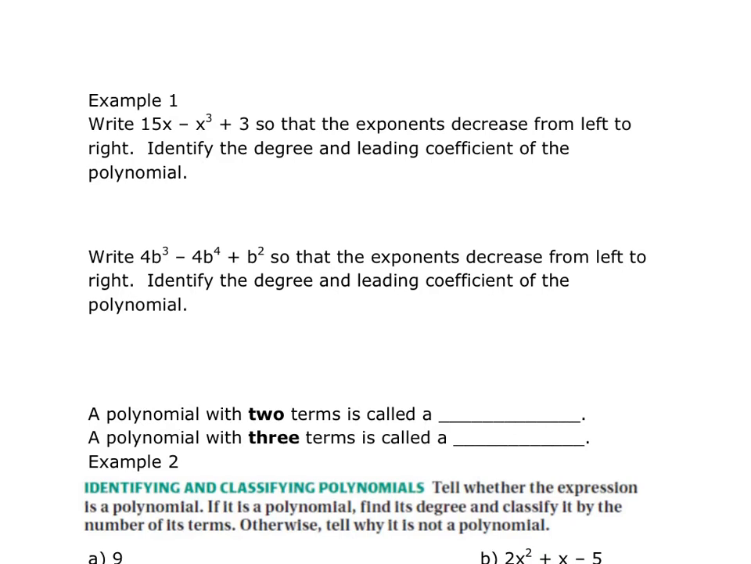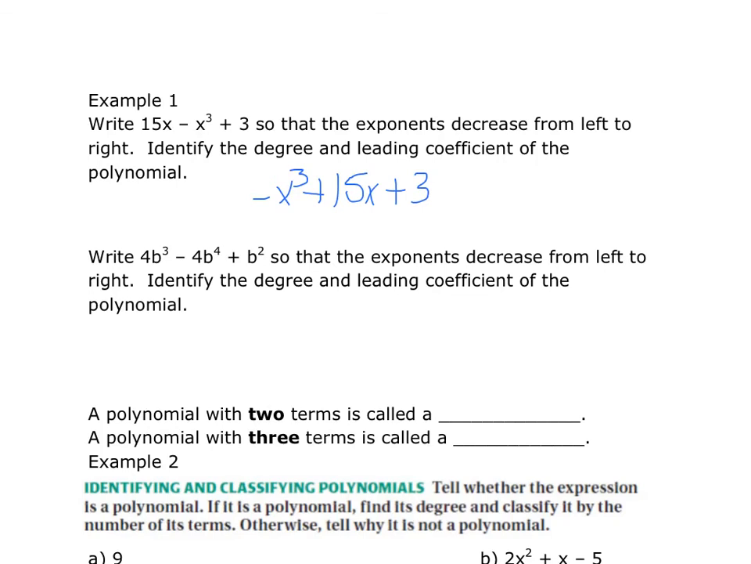But the first thing says here, write 15x minus x to the 3rd plus 3 so that its exponents decrease from left to right. Then identify the degree and the leading coefficient of the polynomial. So first thing, we have to write them from greatest to least. So my biggest degree is that x to the 3rd. I'm going to write negative x to the third, so we have to keep that sign. The next one is 15x, so I write plus 15x plus 3.